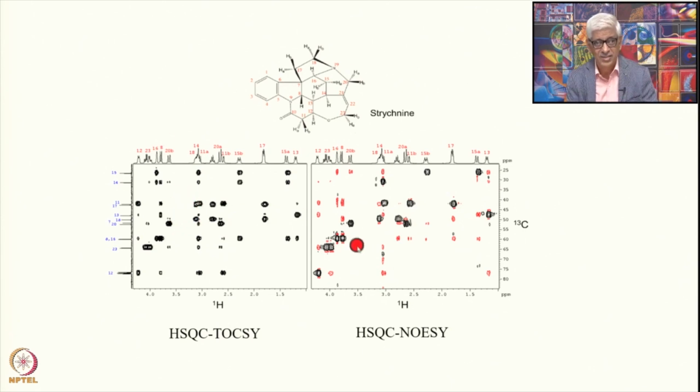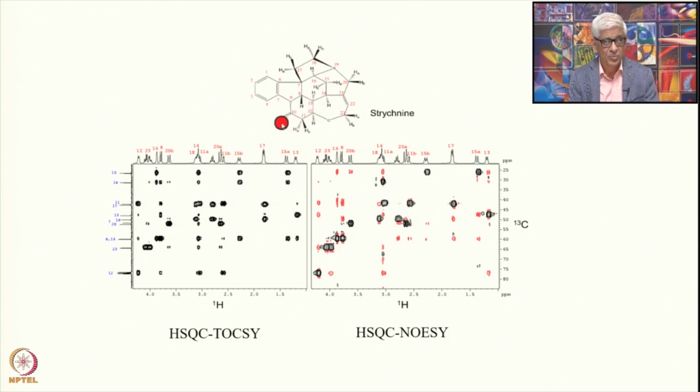What about this? You see you have the HSQC peaks which are black, and the NOESY peaks which are present here appear in red. The red means they are negative peaks. Why are these negative? Because this is a small molecule. You remember, in a small molecule of less than a few hundred molecular weight, the tumbling is extremely rapid. In those cases the NOE is positive.